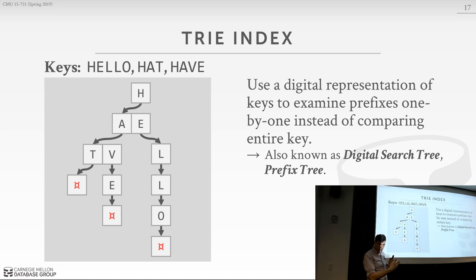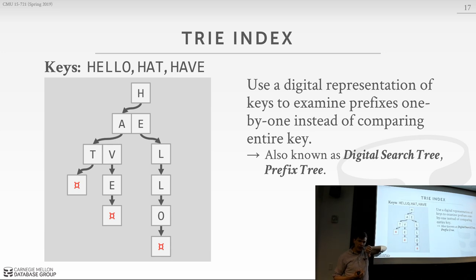All right, so the basic idea of a try is that rather than storing the entire key at different levels in the tree, we're going to break up the keys into digits. If it's a string, one character would be a digit. If it's an integer, it could be a single bit. It could be a byte. It depends on how you implement it. And we're going to store these digits separately at different levels in the tree, or the try, excuse me.